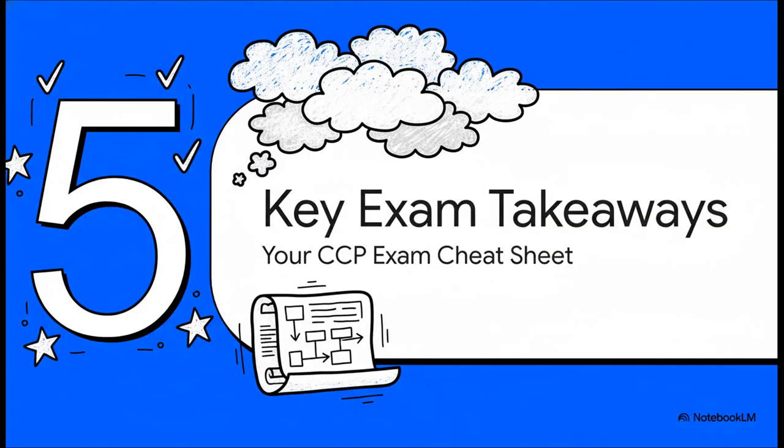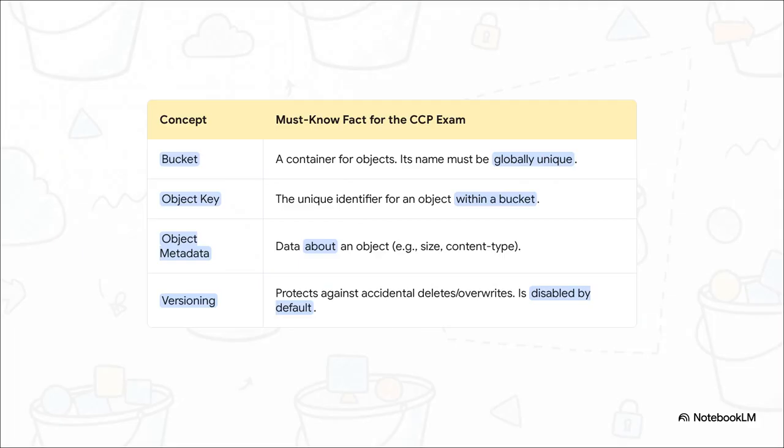All right, we've gone through a lot of ground. Let's boil this all down to the absolute essentials you need for the Cloud Practitioner exam. This is your final cheat sheet. Let's just hammer these points home one last time. A bucket is your container, and its name has to be globally unique. The object key is the name of your file inside a specific bucket. Object metadata is just data about your object. And finally, versioning is that amazing safety net that protects you from accidents. And the crucial part to remember is that it is disabled by default. If you can just burn these 4 facts into your brain, you are going to be in fantastic shape for any basic S3 questions that come your way.